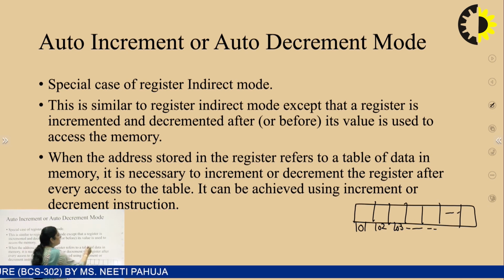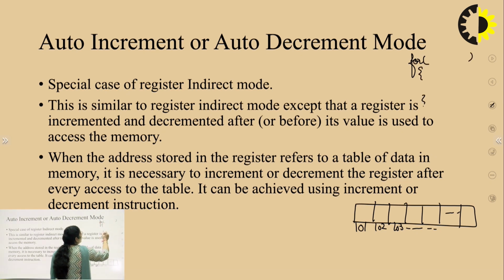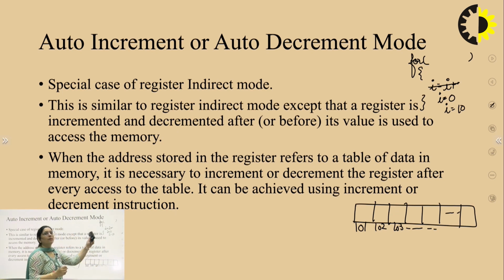Or, say I have a for loop, which is a programming concept, where I goes from 0 to, let's say, 10. I need to execute the same code for I equal to 0 up to I equal to 10. So first I take the operand for I equal to 0. Then I increment the register value which is pointing to the memory location and fetch the value from there. Then again increment and fetch the value, again increment and fetch the value. This is auto increment mode.